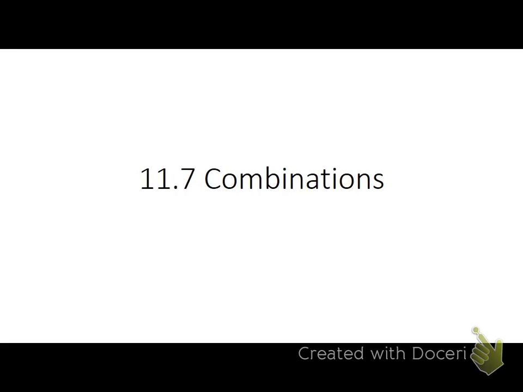So today we're in section 11.7, combinations. With combinations, we are looking again at the total number of possibilities, outcomes, or selections based on a total and how much of that total is selected, just like we did with permutations. All right, so let's go ahead and look.